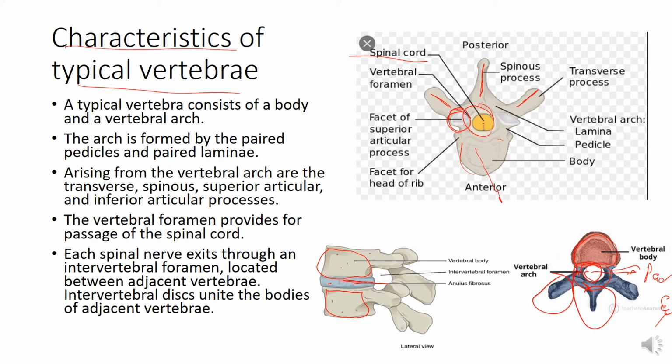Now between the two adjacent vertebrae, you can see here on the sides of two adjacent vertebrae, between the pedicles of the two bones lie a foramen which is known as intervertebral foramen, and spinal nerve from the spinal cord exits through these intervertebral foramen.